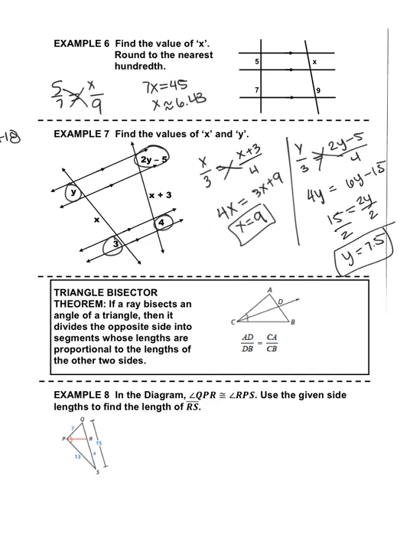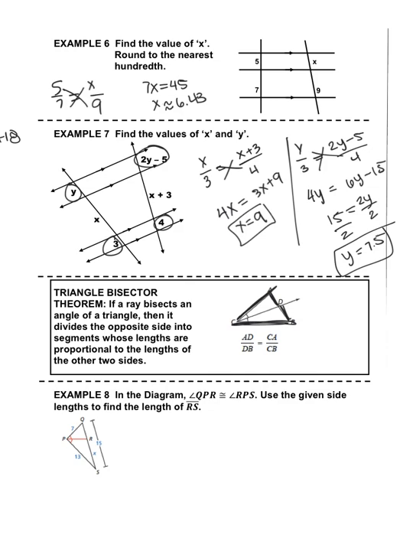This next theorem, we have the triangle bisector theorem. This theorem states that if a ray bisects an angle of a triangle, then it divides the opposite side into segments whose lengths are proportional to the lengths of the other two sides. So if we look at this example, we have AD over DB, right? So AD over DB is equal to CA over BC, or CB, right? So the parts of that triangle are going to be proportional, right?